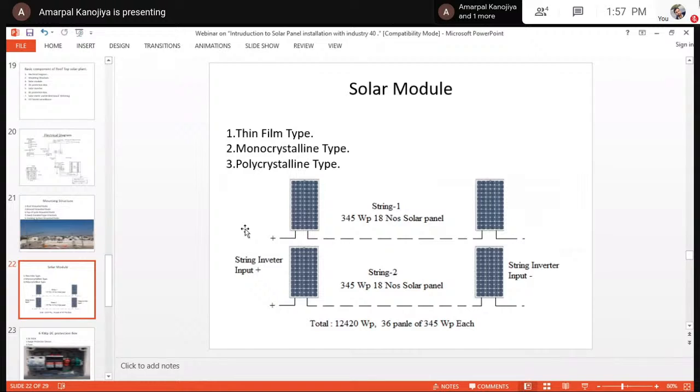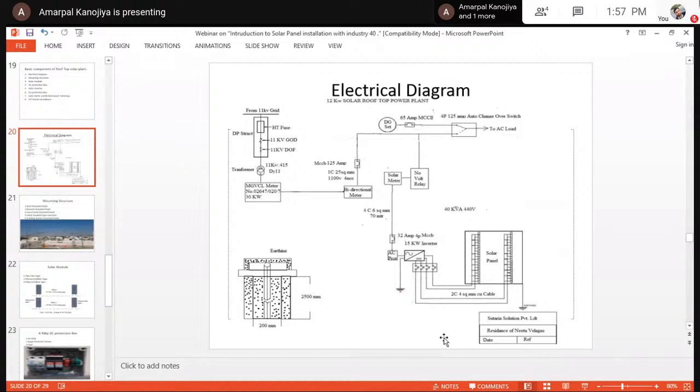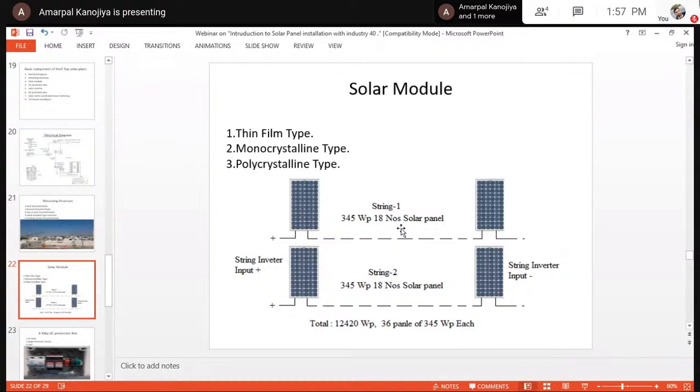Okay, we have installed in this 12 kilowatt power plant a polycrystalline panel. Here one panel's power is 345 watt peak. Okay, and there are 18 solar panels in string one. As I told you in the diagram, there are two strings. Here in each string there are 18 panels.